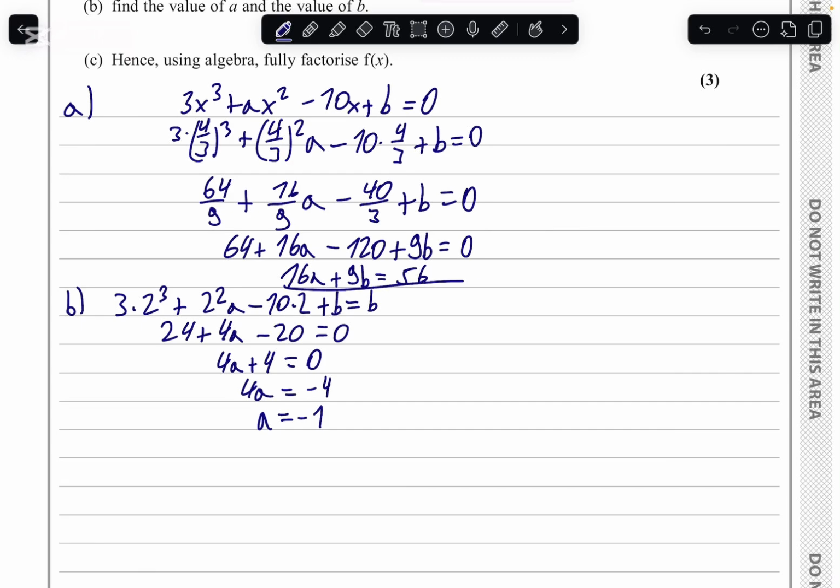Substituting a into this equation to find b, we get 16 times minus 1 plus 9b is equal to 56. So minus 16, taking that to the other side, we get 9b is equal to 72. 56 plus 16 is 72. So b is equal to 8.